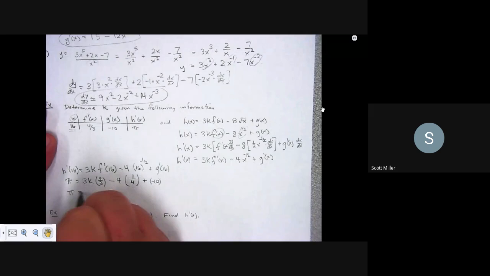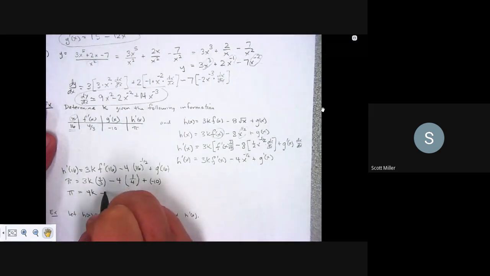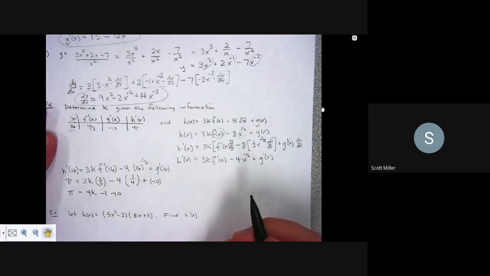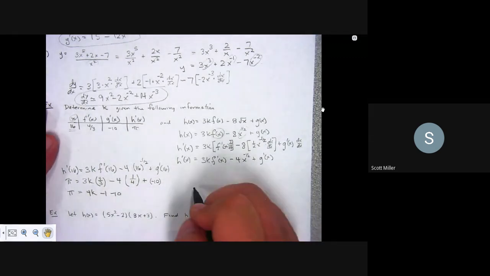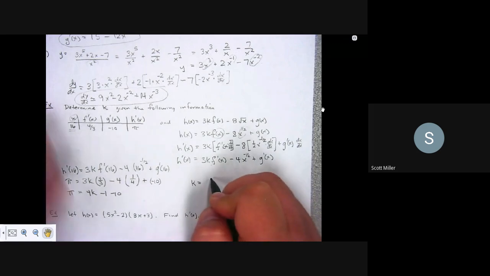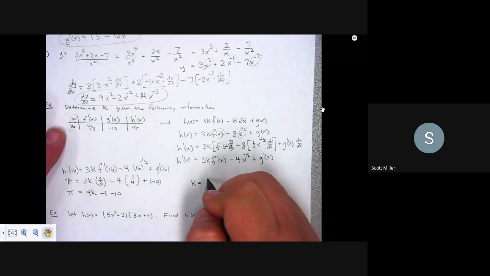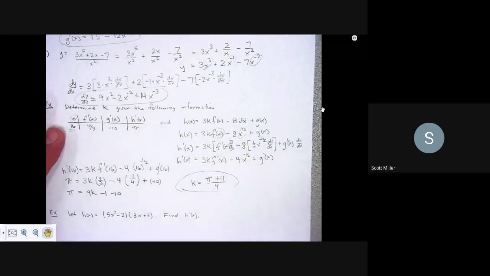Okay, so let's clean this all up. So I have pi, these 3's reduced, gives me 4k. These things reduced gives me a minus 1, then a minus 10. So as I solve for k right here, I'm going to get, and you can do all the numerical numbers and move things around, pi plus 11 divided by 4. And there's k.